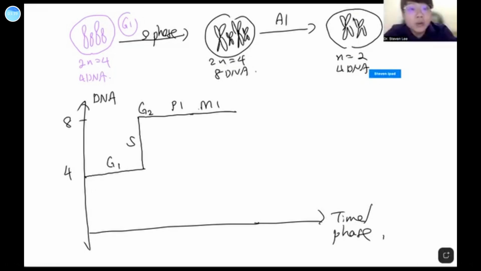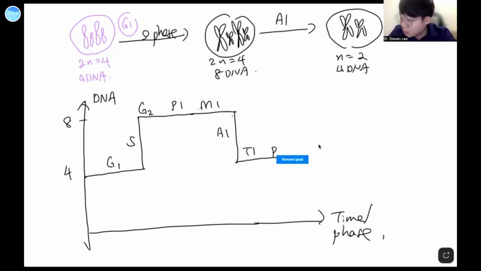And that's the reason why we need to undergo meiosis 2, because we want to separate the DNA. We want to separate the sister chromatids. Am I right? So after anaphase 1, you stay at 4. Then in telophase 1, you will still be at 4, okay? And after telophase 1 is your prophase 2. So in prophase 2, you will still be at 4, right? There's no change in the number of chromosomes.